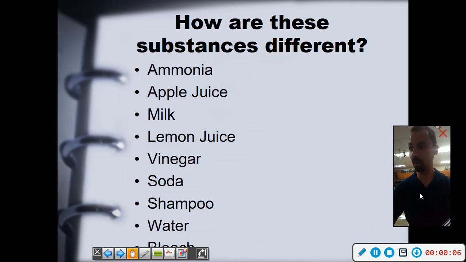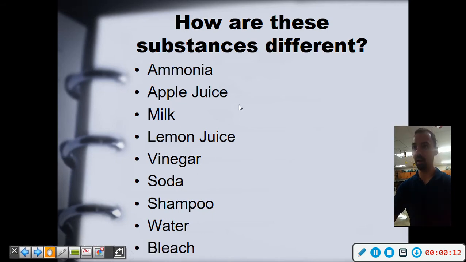Today we're going to be talking about some different substances right here, and I don't want to give away the topic yet. So we have ammonia, apple juice, milk, lemon juice, vinegar, soda, shampoo, water, bleach. So obviously right away you could say, oh, these are all household items. All right, that is true. So they're definitely household items.